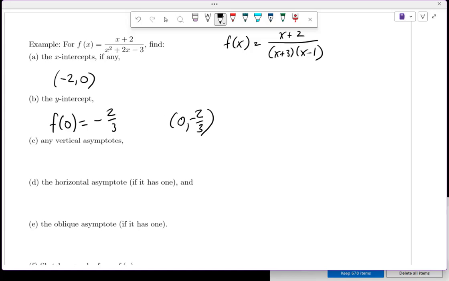So far, so good? Okay. Vertical asymptote. What do you look at for the vertical asymptote? The denominator is 0. What values make the denominator 0? -3 and +1. So what are your asymptotes? Good.